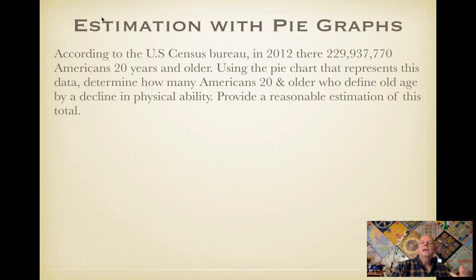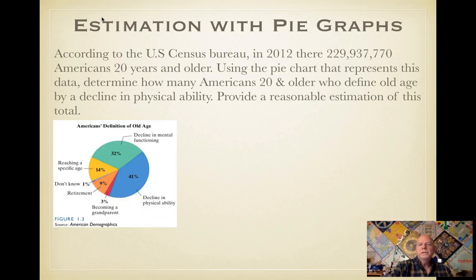Now we're looking at graphs and charts and those kinds of things and trying to do some estimation with those. And so this first question is, according to the U.S. Census Bureau, in 2012, there were 229,937,770 Americans 20 years and older. Okay, so in the census, there were that many people living in the United States that were 20 years and older. Using the pie chart below that represents this data, determine how many Americans 20 and older, so how many out of that 229 million, who define old age by a decline in physical ability. Provide a reasonable estimation of this total.